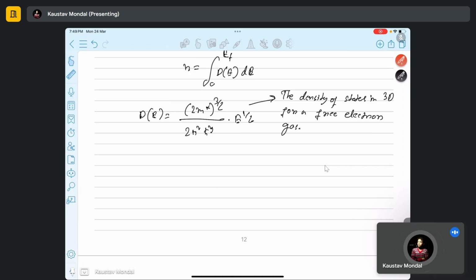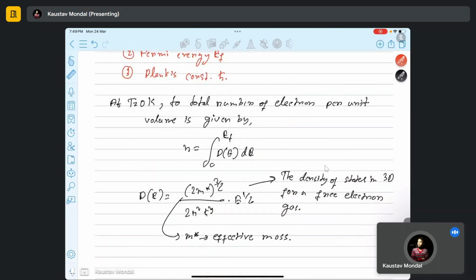Here m* is the effective mass that we have told you, right? m* is the effective mass. Okay, so these things are given. So now E is energy. So first thing first is the D.